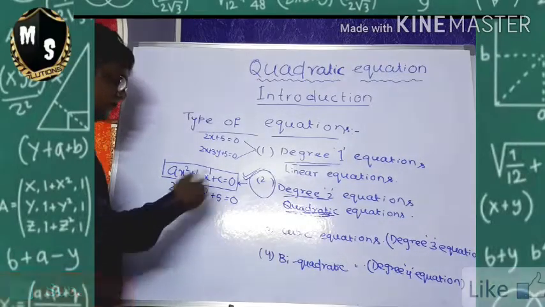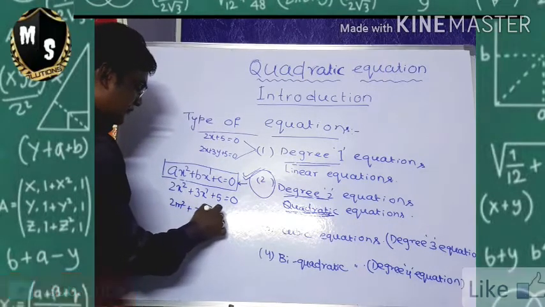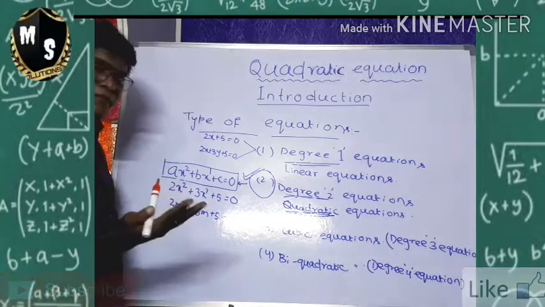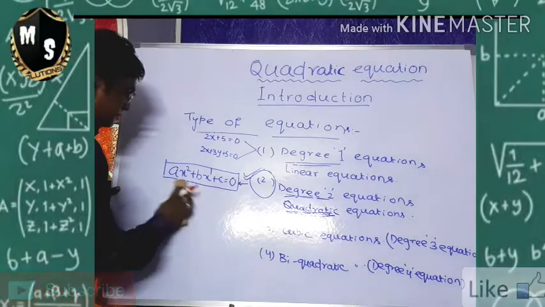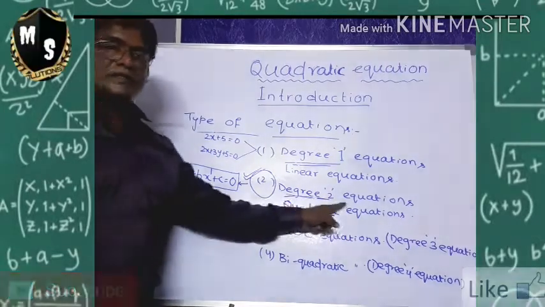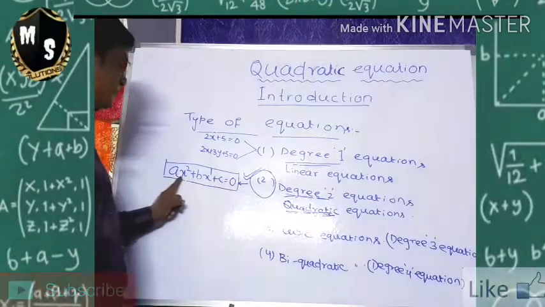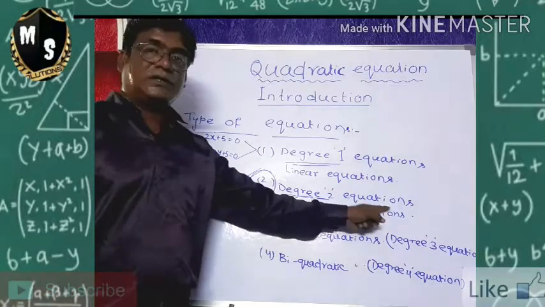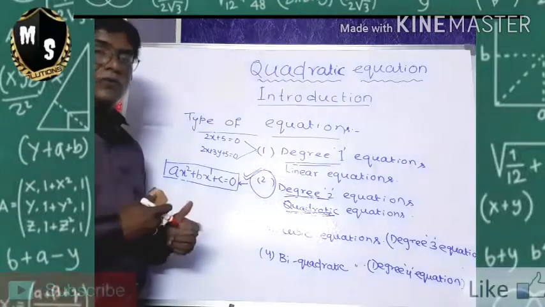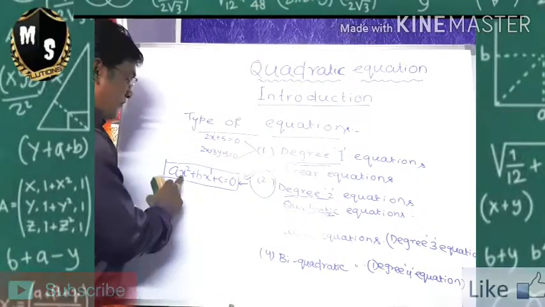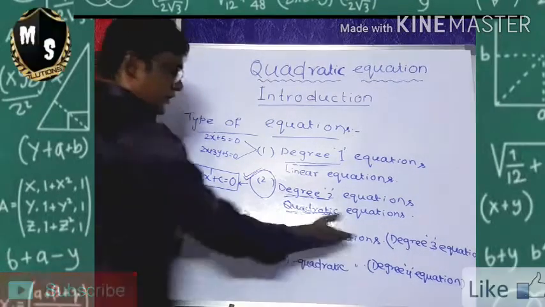Sometimes it will come like this: 2m square plus 3m plus 5 equal to 0. Don't worry, here the variable is m. So the general format for degree 2 equations is ax square plus bx plus c equal to 0. If it is in this format, it is called a degree 2 equation or quadratic equation, and it is always available in one variable only. Try to remember, one variable only. Clear now?